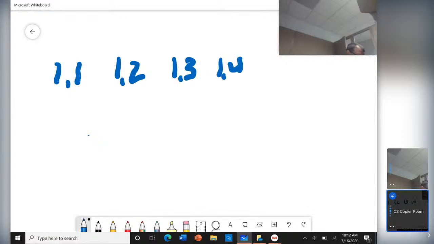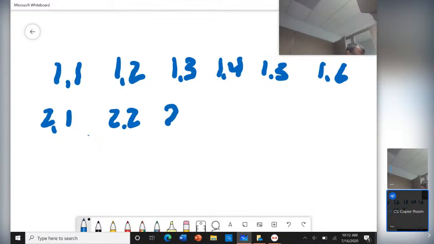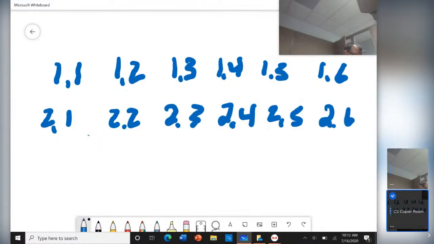So if we go back, we're going to have 1 and 1, 1 and 2, 1 and 3, 1 and 4, 1 and 5, and 1 and 6. 2 and 1, 2 and 2, 2 and 3, 2 and 4, 2 and 5, 2 and 6. 3 and 1, 3 and 2.